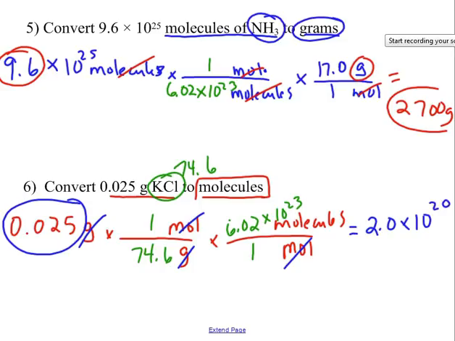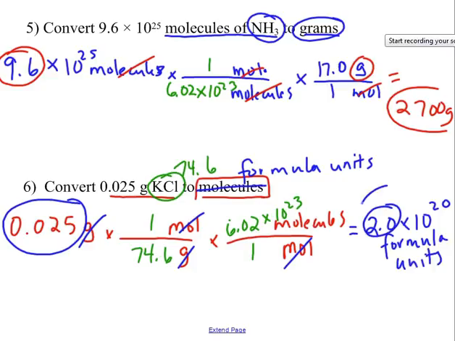And I just realized my mistake here. This is not molecules. You have it written as formula units, which is a better descriptor of this substance because it's ionic. So if you caught me already, good for you. And so this is 2.0 times 10 to the 20 formula units. 2 sig figs, 2.0 times 10 to the 20 is the entire answer.